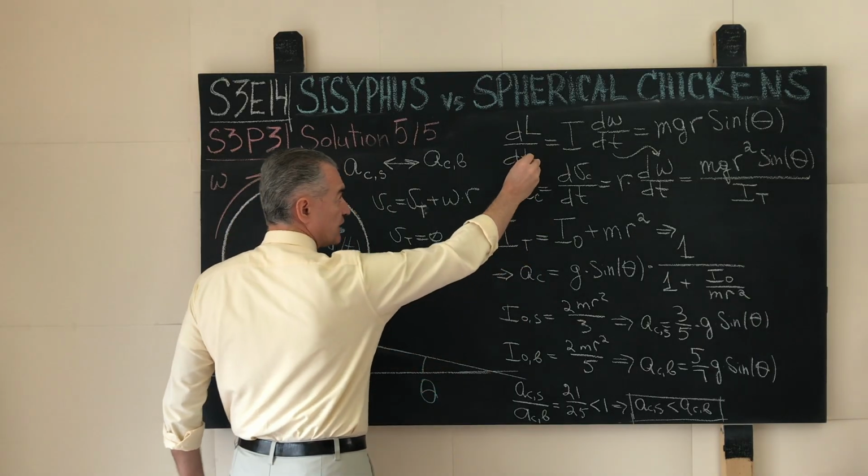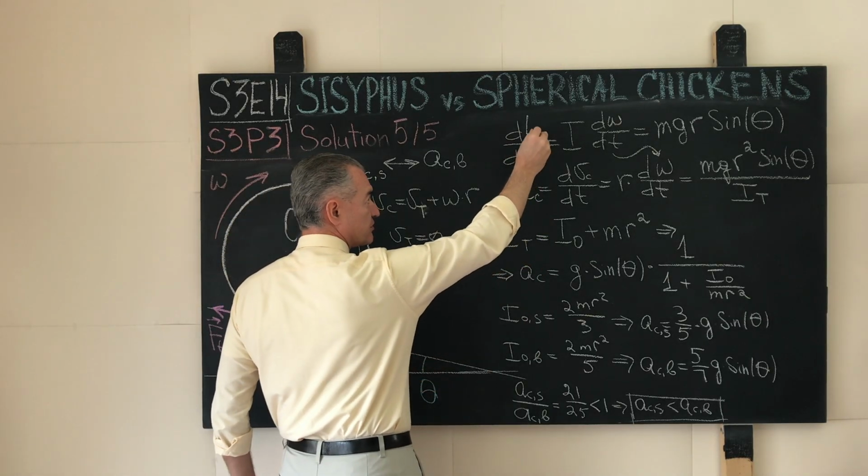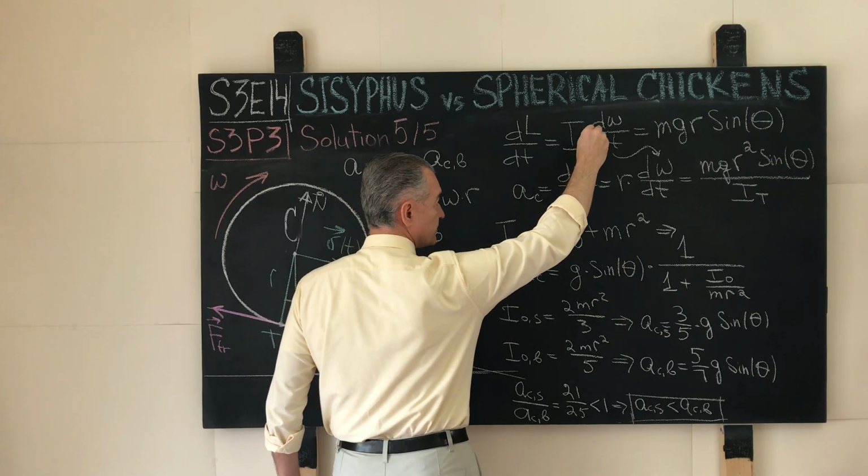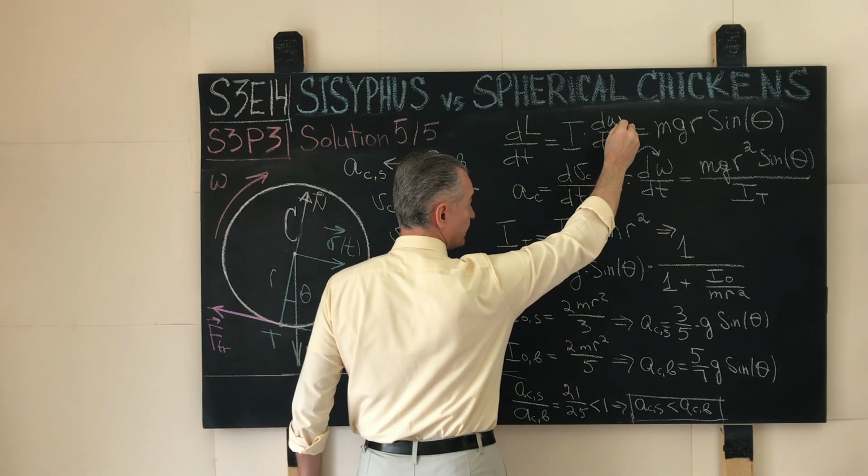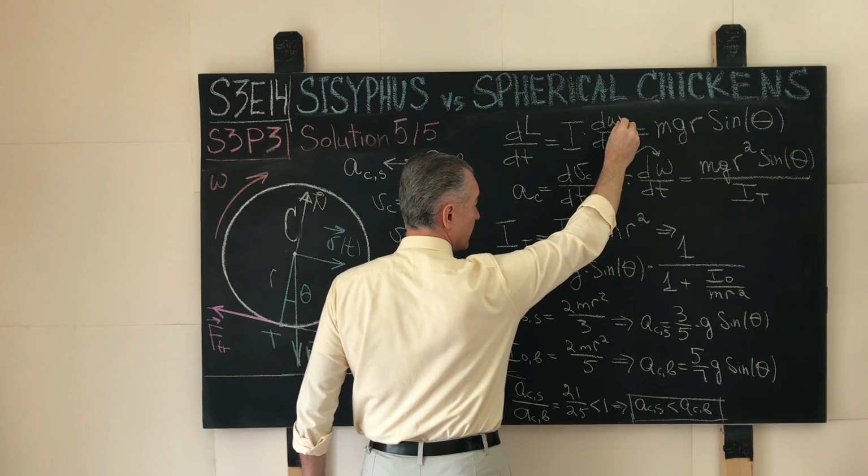So the torque equation, again, we looked at it already. The first time derivative of the angular momentum, the torque in this case, is the moment of inertia times the first time derivative of the angular velocity.